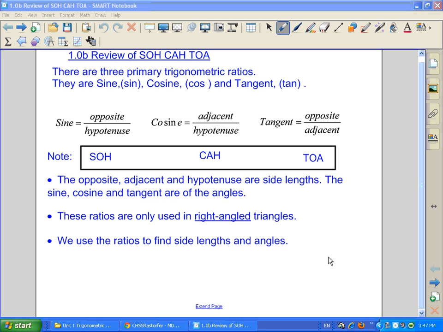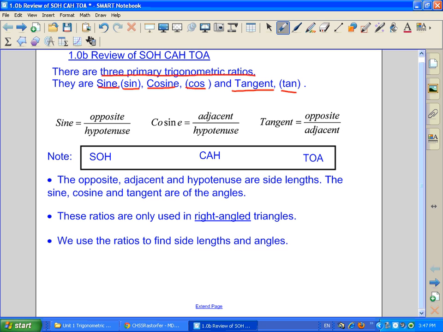To start off our first unit in the course, we're going to take a review of SOHCAHTOA, or trigonometry review. Just remember, folks, that there are three primary trigonometric ratios. The sine, which is your SIN button on your calculator, cosine, which is COS on your calculator, and the tangent ratio, which is tan on your calculator. Just remember, we use the acronym SOHCAHTOA because it represents the ratios of right triangles based on side lengths.